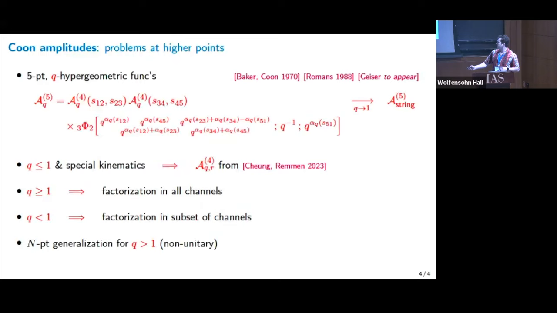And one can go to higher points, although you start to find problems. At 5 points, the Kuhn amplitude can be written in terms of Q hypergeometric functions, very complicated, but in such a way that returns the 5-point string amplitude. For Q less than or equal to one and for a choice of special kinematics, you actually reproduce an amplitude which was studied quite recently in the literature by Cliff Chung and Grant Remen. For Q greater than or equal to one, this formula has all the nice factorization properties that mimic that of the string on the worldsheet. But for Q less than one, the nice unitary regime, there's an issue with factorization in some of the channels. Moreover, for n points, n greater than five, there's only a nice generalization you can write down for the non-unitary Q greater than one case, of course ignoring string theory, which we all know and love at Q equal one. So thank you.